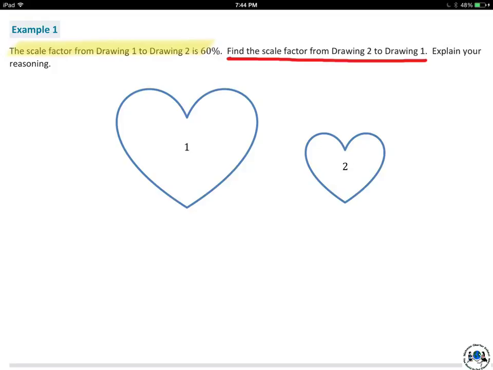But there is another way, and I would like you to pause, ponder that for a second or two, and then come on back. How could we find that scale factor from drawing 2 to drawing 1 when we know from 1 to 2 is 60%? Just think about it for a bit. If you have no idea, just come directly back.